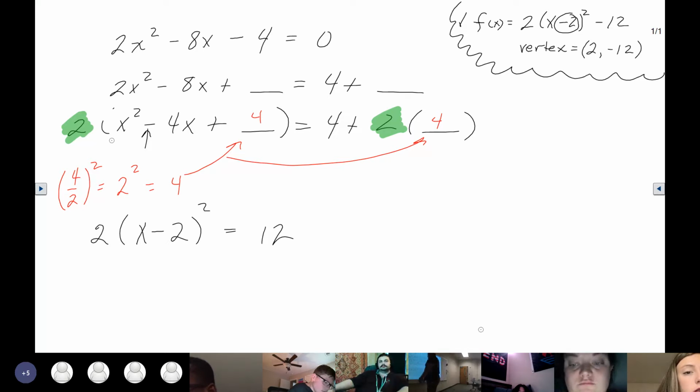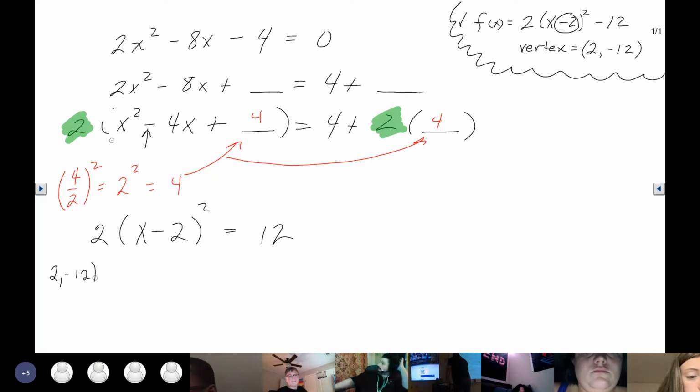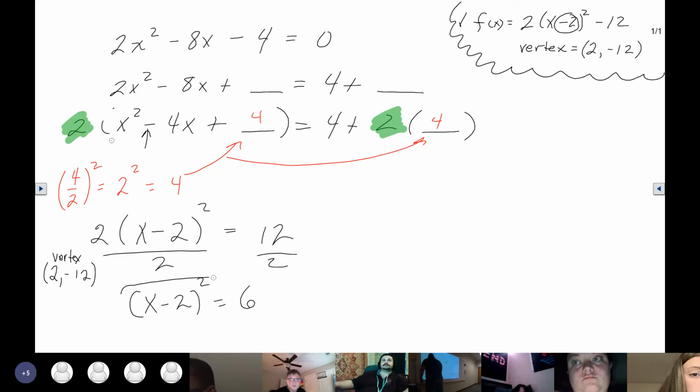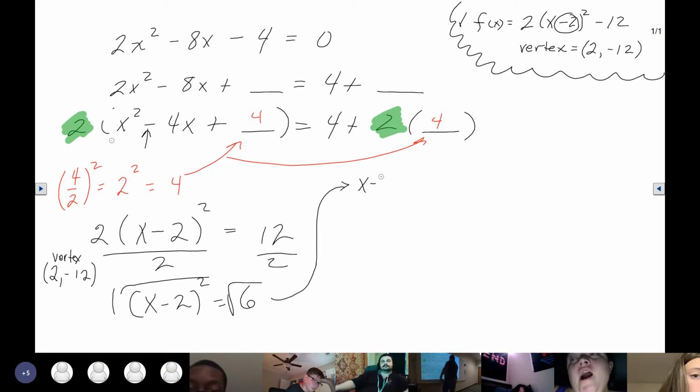I just asked for the vertex, so if you just get the vertex from this form, it'll be positive 2 and negative 12. And now I'm going to solve it. Divide by 2. Divide by 2. X minus 2 quantity squared is equal to 6. Square root both sides. X minus 2 is equal to the square root of 6.